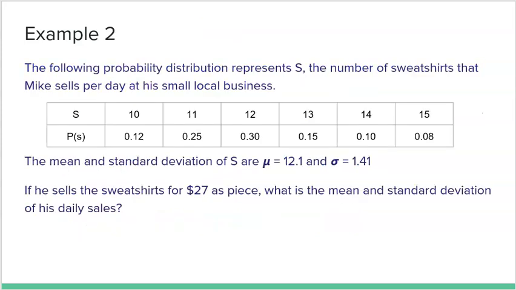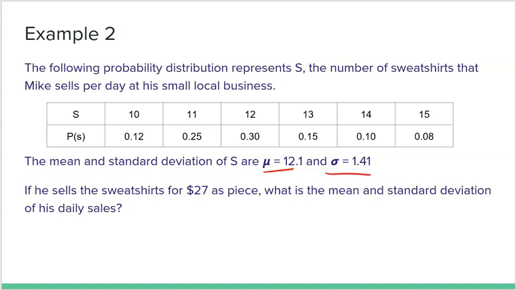Let's look at a second example here. The following probability distribution represents S, the number of sweatshirts that Mike sells per day. Mike could sell 10, 11, 12, 13, 14, or 15 sweatshirts in a day, and the probabilities are there. Now, I actually went ahead and calculated the mean and the standard deviation for you. I hope you remember how to do it. You could certainly use your calculator or you could use the formulas, but I went ahead just to save you some time. The average number of sweatshirts that Mike sells is 12.1 over the long run with a standard deviation of 1.41.